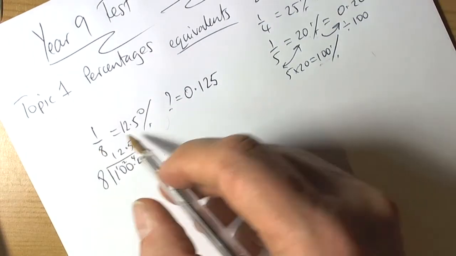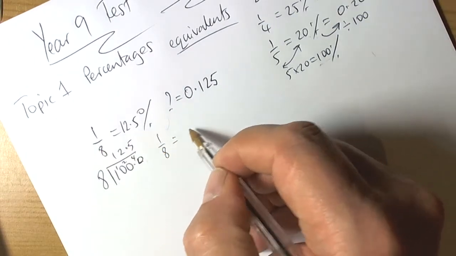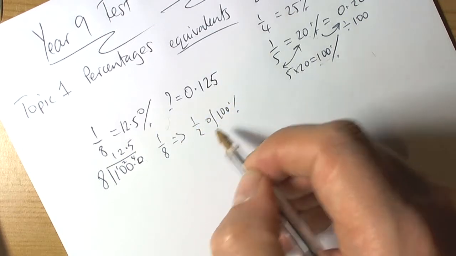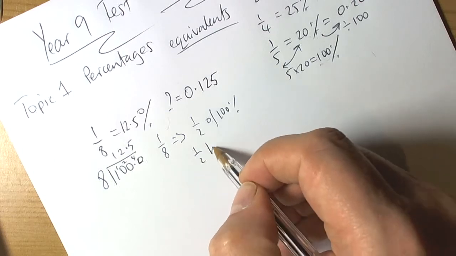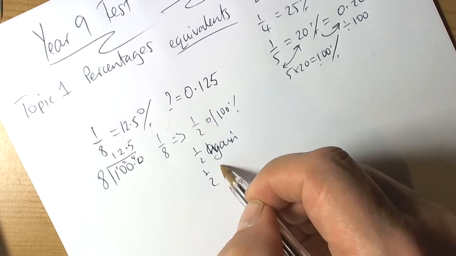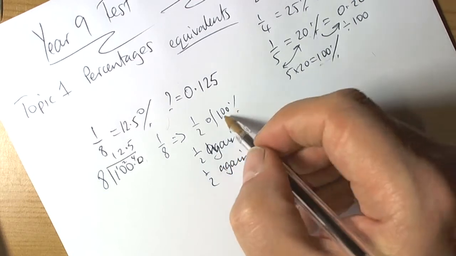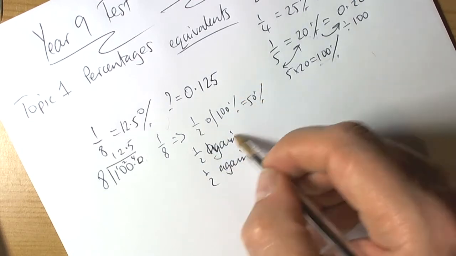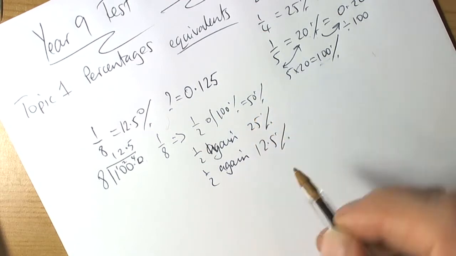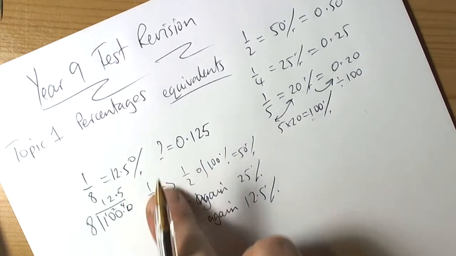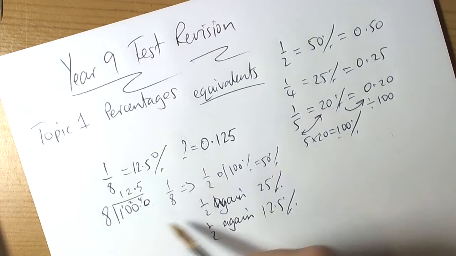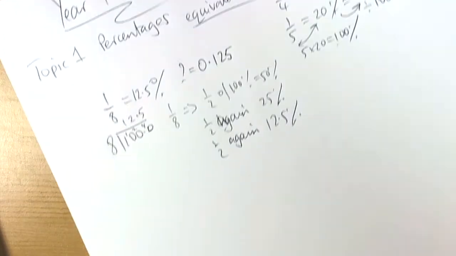Remember, there are other ways of doing this. You could say that an eighth is the same as halving, half again, and then half again. So a half of 100% is 50%, half again is 25%, half again is 12.5%. So there are several ways of thinking about how you can change fractions into percentages and back into decimals and so forth. So we need to be familiar with those percentage equivalents.